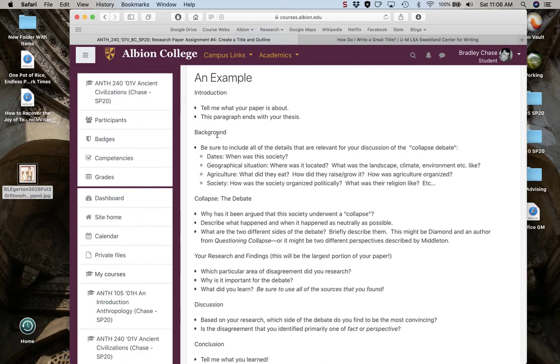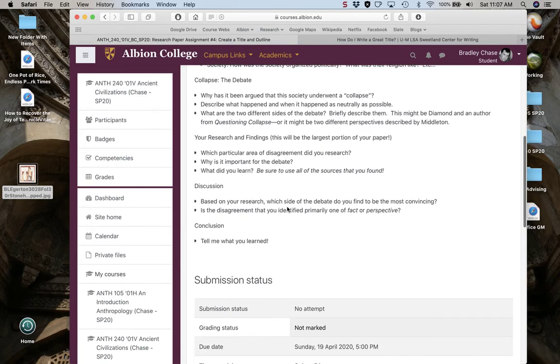paper, and you have to begin with a background section, and this is where you should use our course materials, the textbook chapter, and even the other Diamond and Questioning Collapse authors to build up a background: dates, places, geographic situation, agriculture, society, environment, etc. Whatever you think is relevant for your paper. And then, what's the debate?